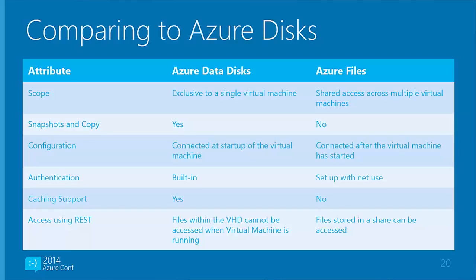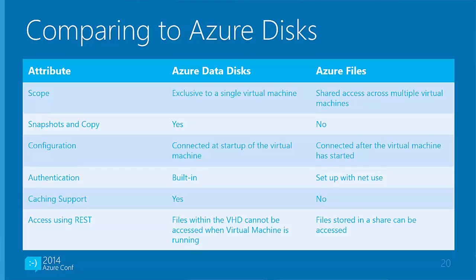Now, if we compare Azure Files to Azure Disks, and Azure Disks are the disks we'll be mounting in a virtual machine, you'll see that an Azure Disk is always exclusive to a single virtual machine. So only one specific instance at a time can mount a specific Azure Disk. While with Azure Files, and this is where it gets interesting, your share can be accessed from multiple virtual machines and multiple web and worker role instances, all at the same time.